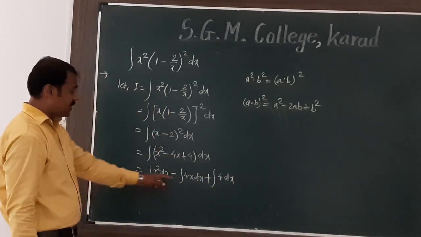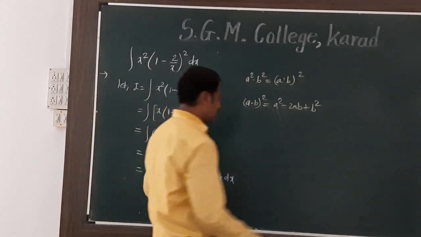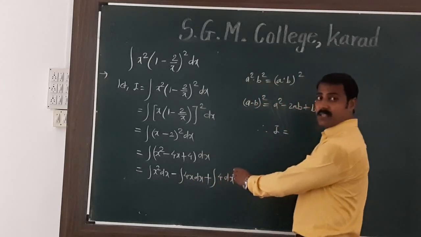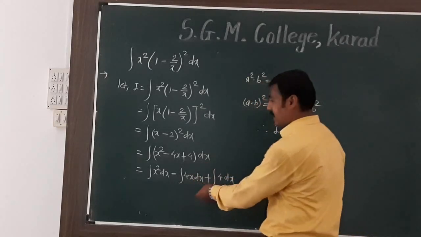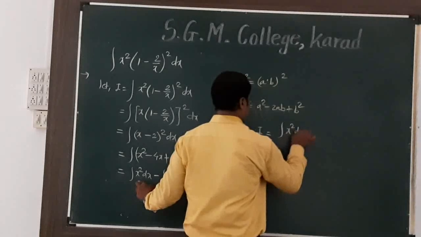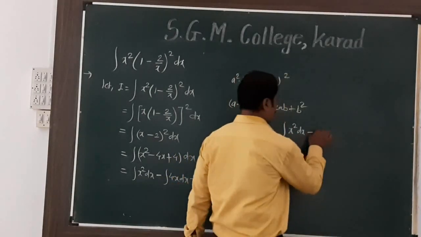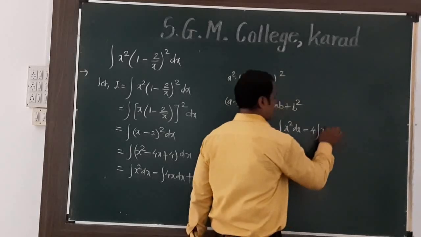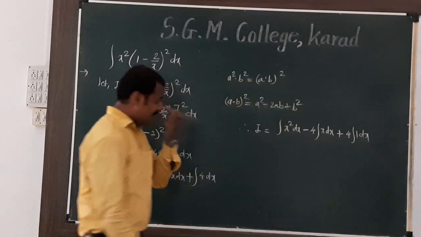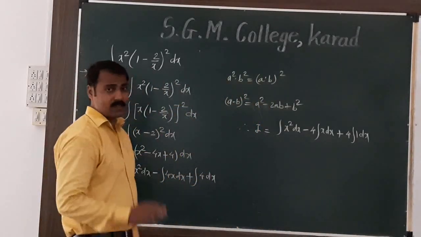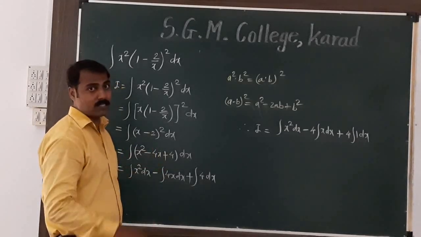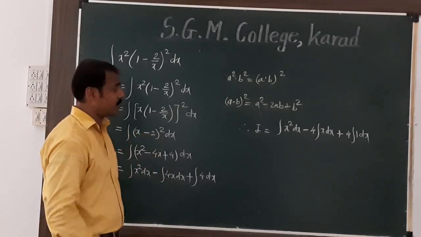Okay, now what happened here? 4 is constant. Here 4 is constant. Therefore I is equal to, 4 is constant. If inside the integration there is a constant, take it outside the integration sign. So it becomes integration of x square dx minus, here 4 is constant, integration of x dx plus, again here 4 is constant, integration of 1 dx. Okay, now integration of x square dx, we know the formula for integration of x raised to n dx. Add power by 1 and divide by the same power, that is x raised to n plus 1 divided by n plus 1.